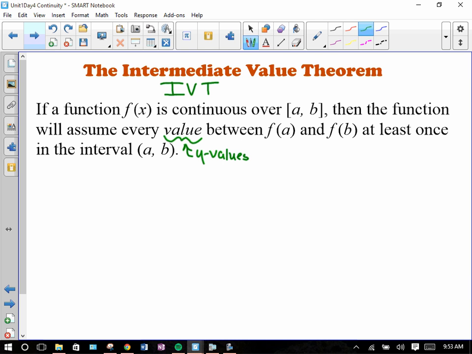Every y value between f of a and f of b at least once in the interval a to b. Alright? So again, if a function f of x is continuous over closed interval a to b, then the function will assume every y value between f of a and f of b at least once in the interval a to b.